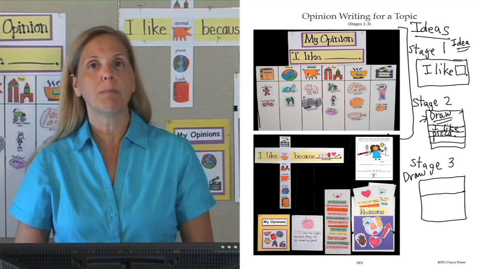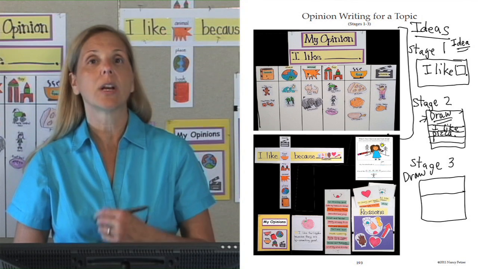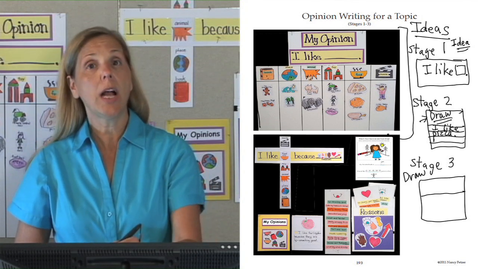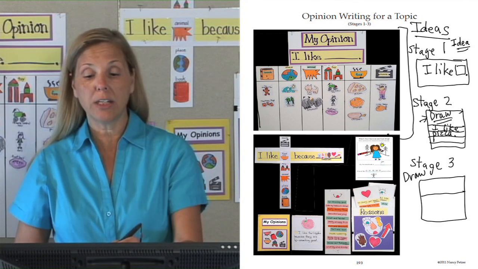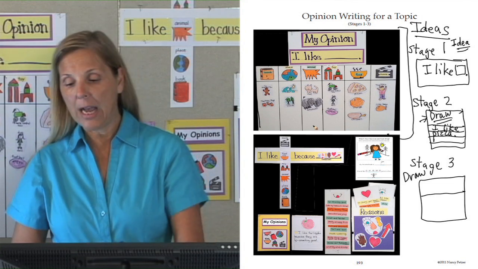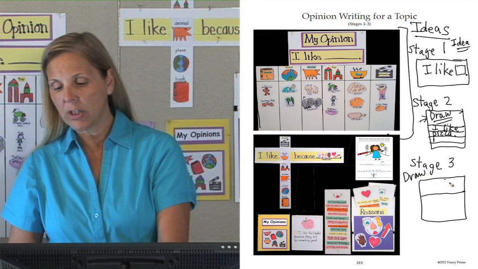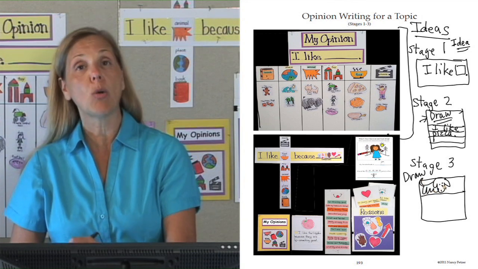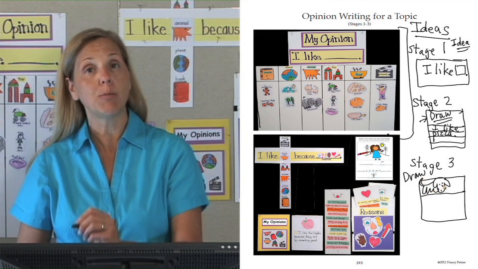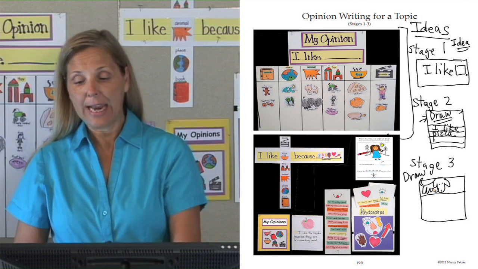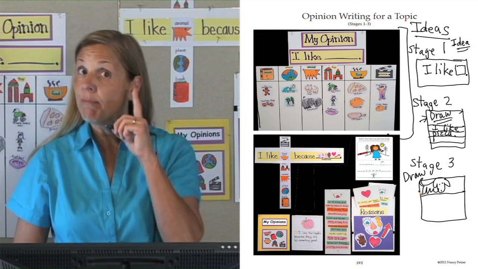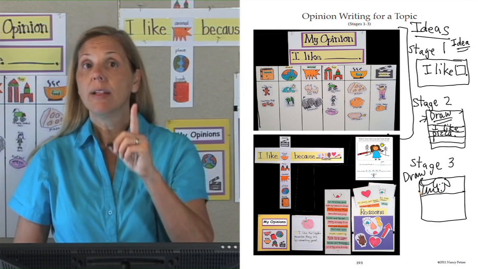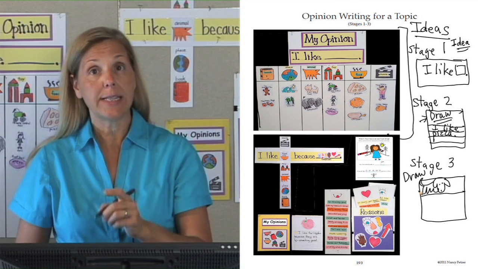What's your opinion about? My opinion is about animals. So I'm going to tell you what kind of animal I have an opinion about. Oh, I'm going to tell you about dogs. I like dogs. So I'm going to draw my dog here. I'm going to draw a dog. So I'm drawing the picture because that is my organizer. That picture I'm drawing to formulate my idea. After I've drawn the picture of my idea, my opinion, then I'm going to verbalize that.